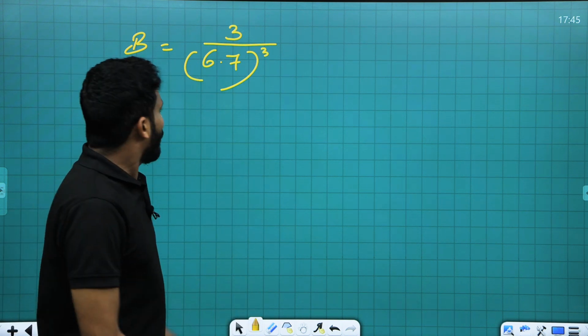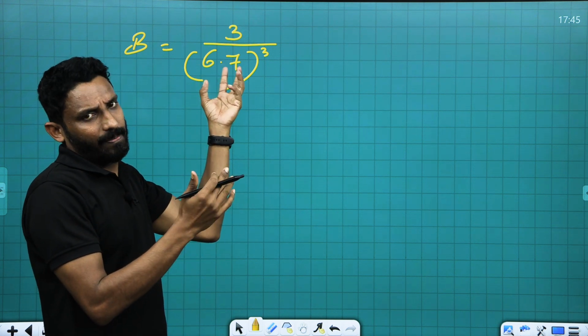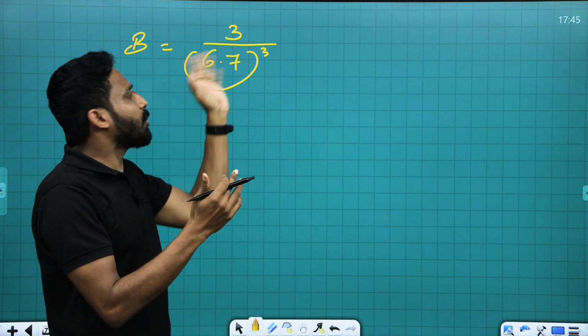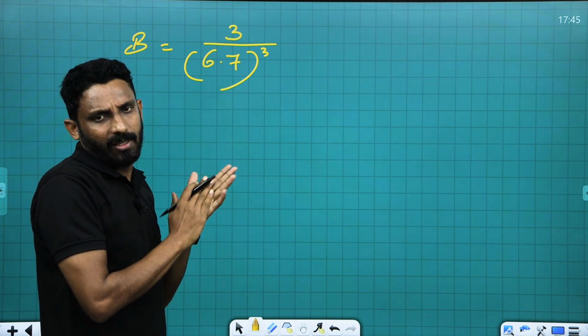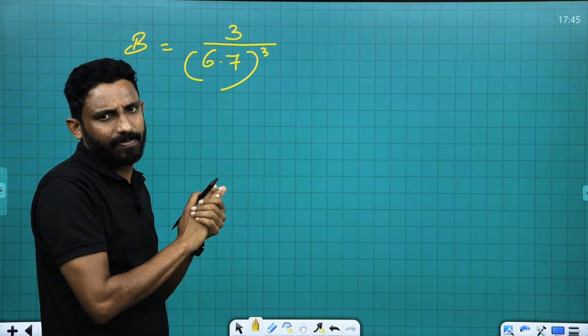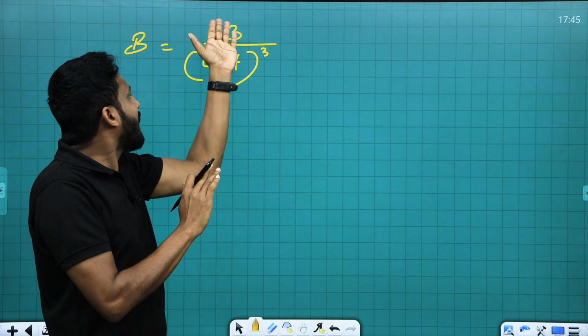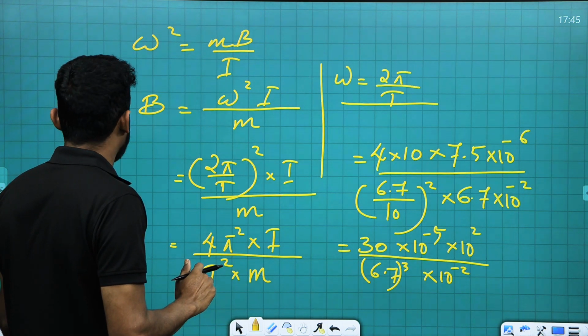For the sake of calculation, I am taking this as approximately 7. 7 into 7 is 49, and 49 into 7 is around 340, in that range. So it is 3 divided by 340, in that range. You can easily check the options.